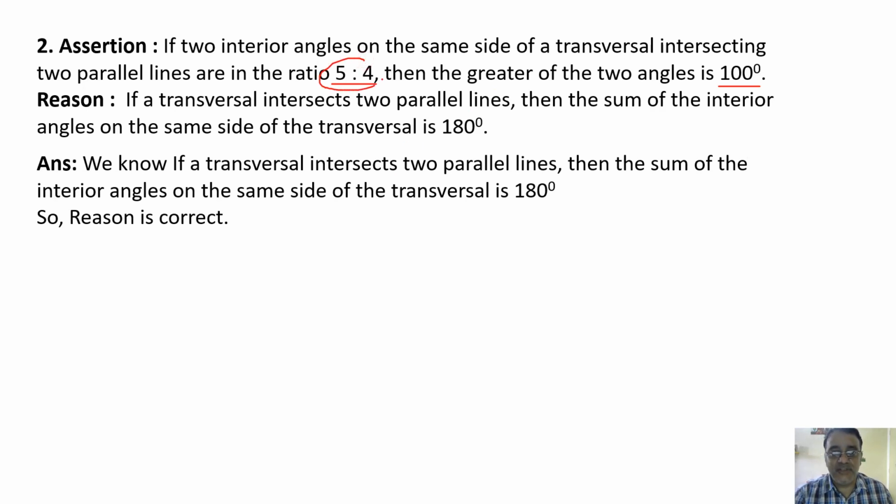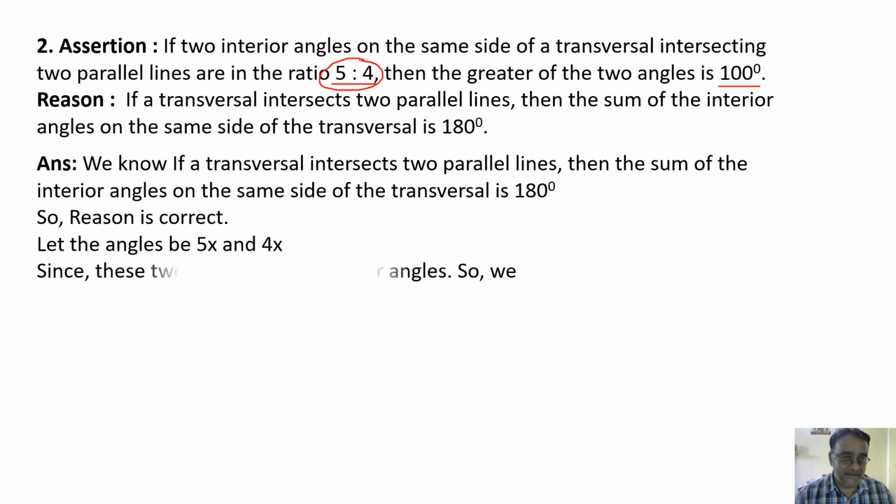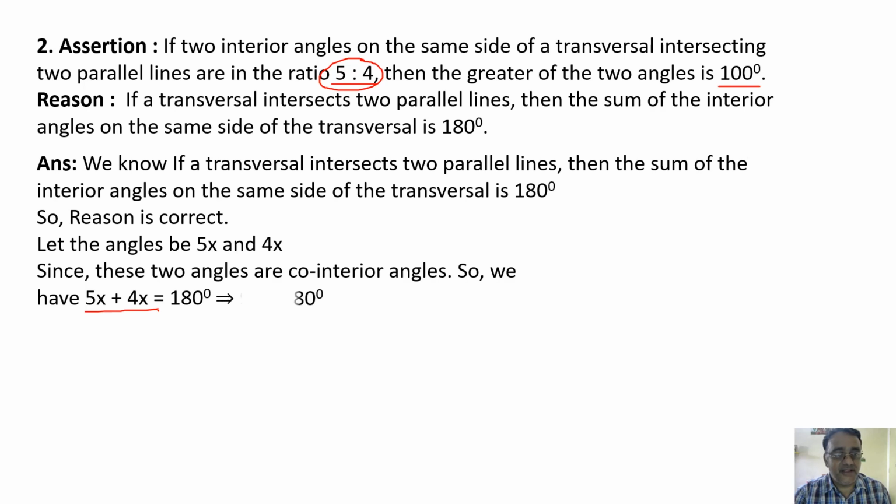So the ratio of both the angles is given 5:4. So let the angles be 5x and 4x. And since the two angles are co-interior angles, we have 5x plus 4x is equal to 180. 5x plus 4x is 9x. This implies 9x is equal to 180. So what will be the value of x? 180 by 9. How much is it? 20. Right. So x is equal to 20.